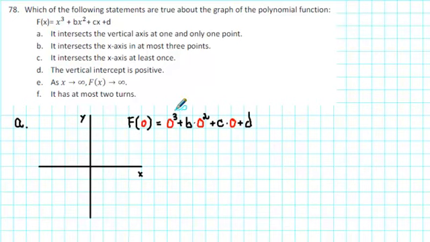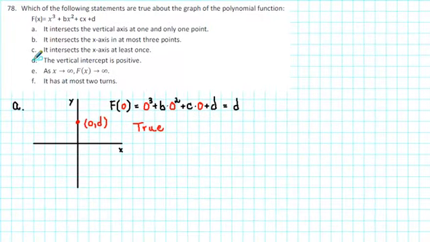We get 0 cubed plus b times 0 squared plus c times 0 plus d, which evaluates to d. Since f of 0 is equal to d, that means that the point (0, d) is on the graph of this polynomial function. So A is true. The function intersects the vertical axis at one and only one point, at the point (0, d).